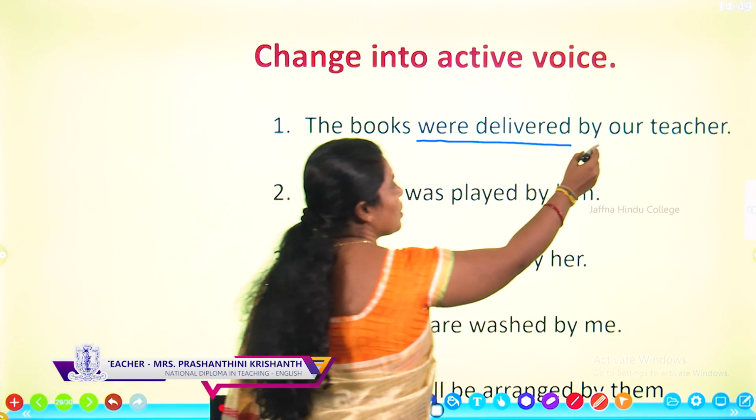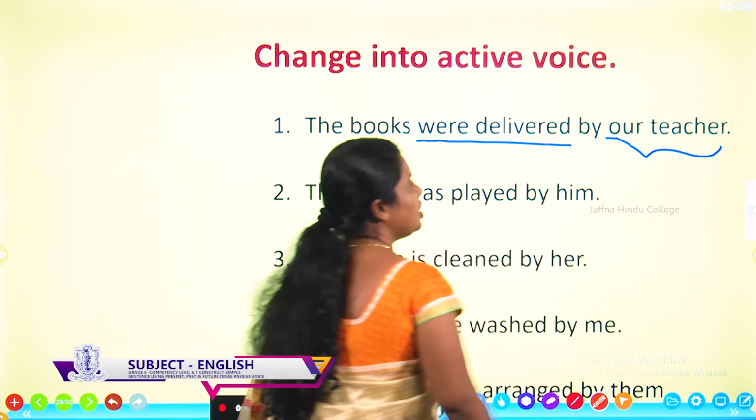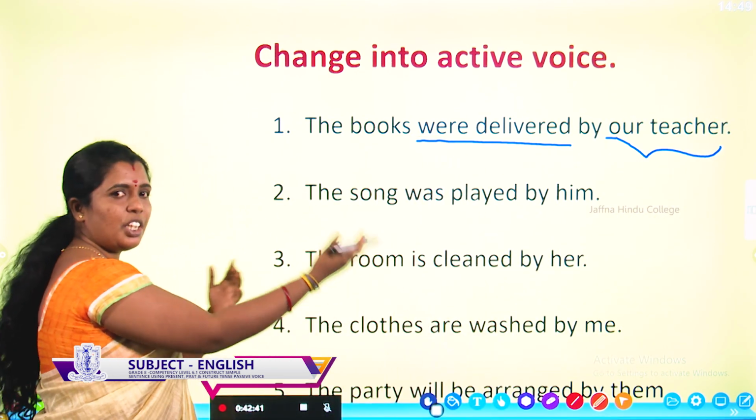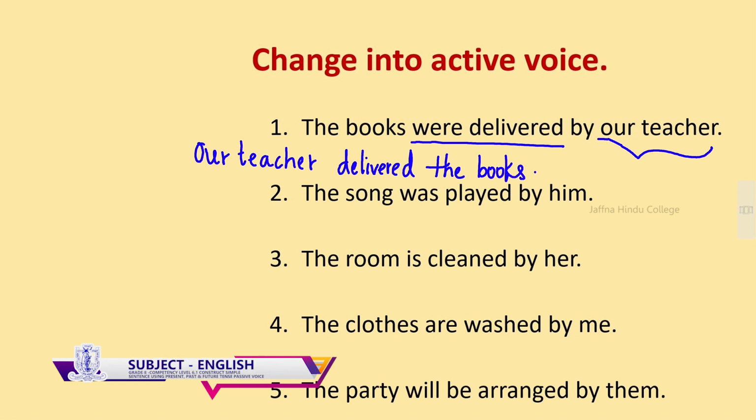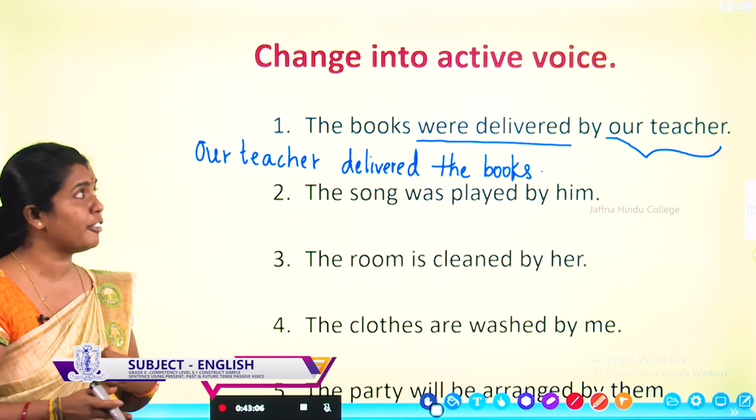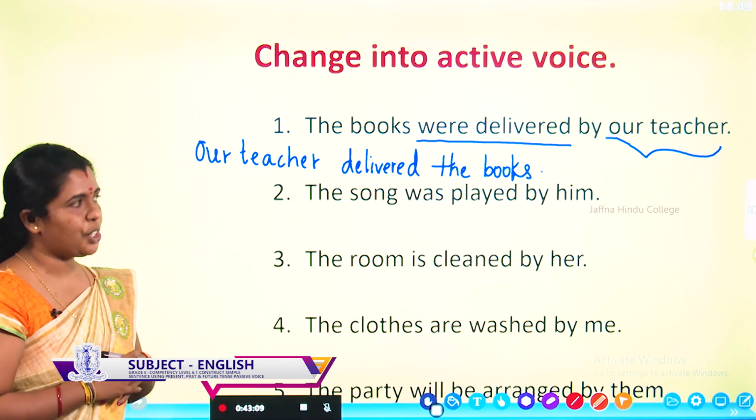Now see, who is the doer here? Our teacher. So we must take our teacher at the beginning of the sentence. Our teacher, past tense, so delivered, the verb is there. Then the object, what is the object? The books. Our teacher delivered the books. So this is the simple method of doing this type of question.